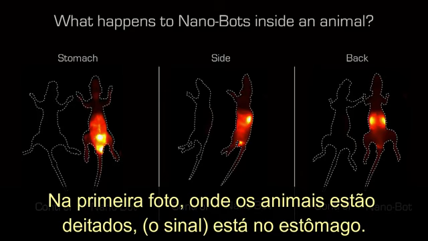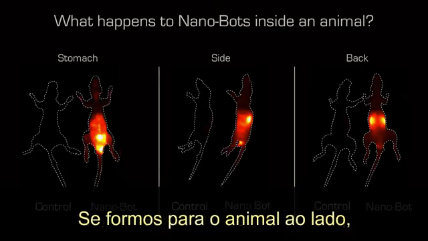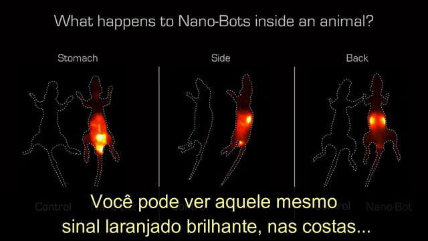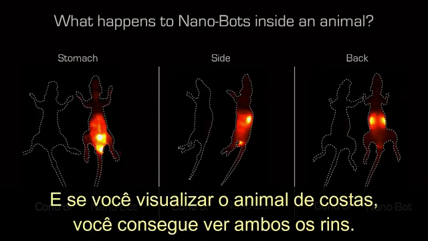In the first image where the animal is laying on its stomach, you can see a very, very bright signal, kind of this yellowish, whitish signal where the bladder is. If we turn the animal on its side, you can see that same very bright white, orangish signal in the back, up a little bit higher, that's the kidney. And then if you flip the animal on its back, you can see both kidneys.